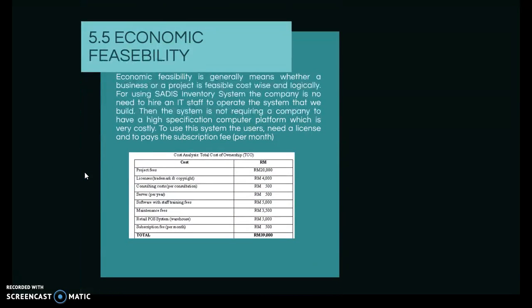5.5 Economic Feasibility. Economic feasibility generally means whether a business or a project is feasible cost-wise and logically. For using the SADIS inventory system, the company has no need to hire IT staff to operate the system that we build. Then, the system does not require the company to have a high specification computer platform, which is very costly. To use this system, the user needs a license and to pay a subscription fee per month.